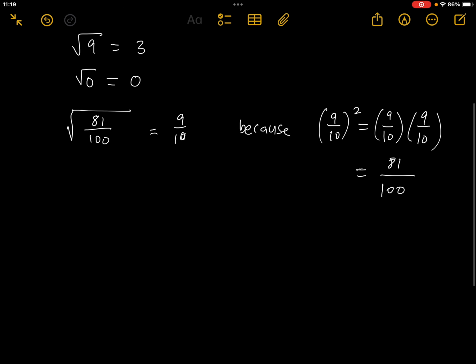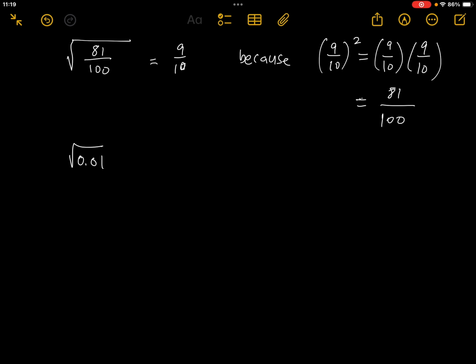Now what happens if you have a decimal? So something like the square root of 0.01. Well, it's a good idea to think about what that is as a fraction. So first, what I would do is convert 0.01 into a fraction. And 0.01 as a fraction is 1 over 100.